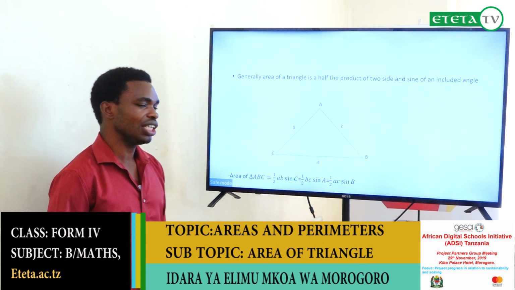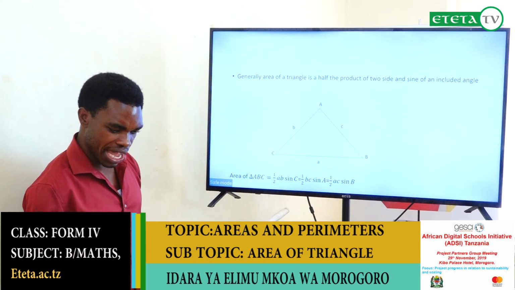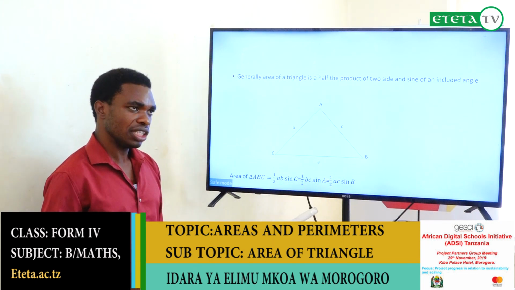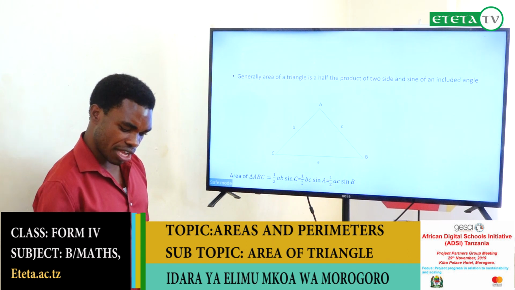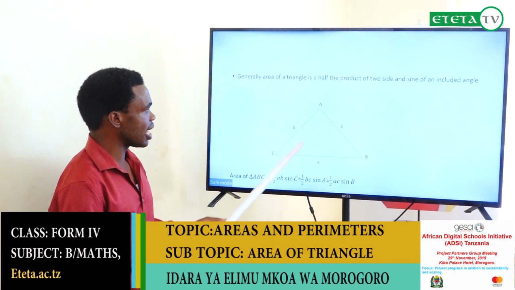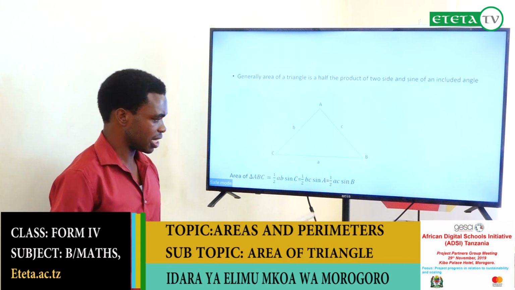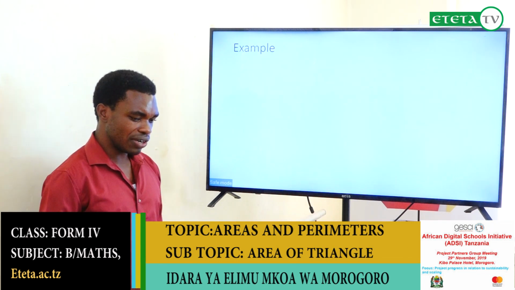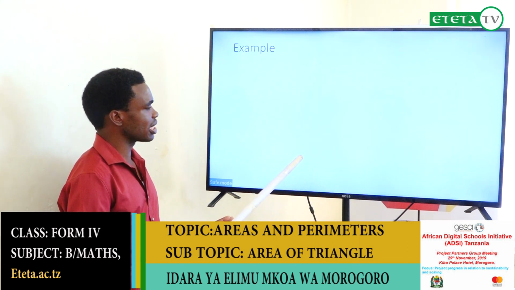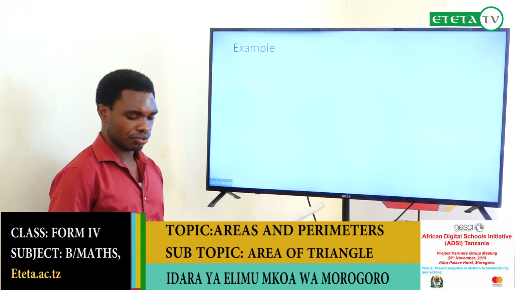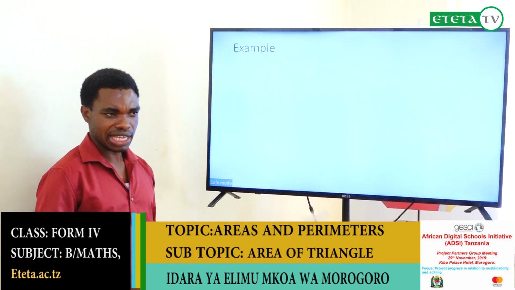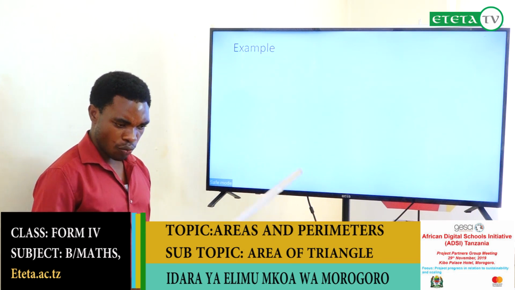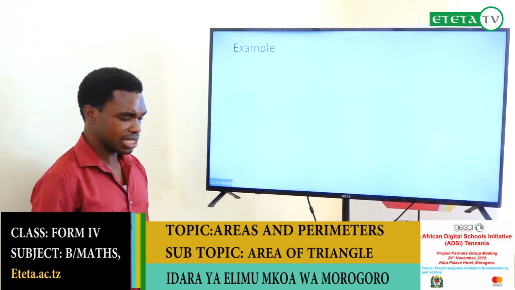So, provided you have two sides of the triangle, and you have the included angle for the two given sides, the area can be obtained by this formula. Now let us see some examples to integrate the concept we discussed and the way it applies, the way we can face some questions.